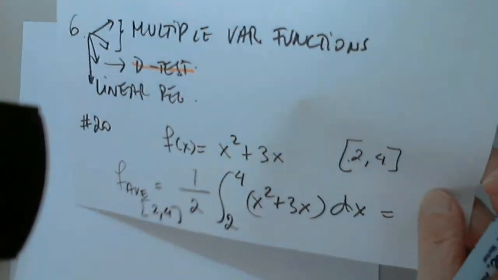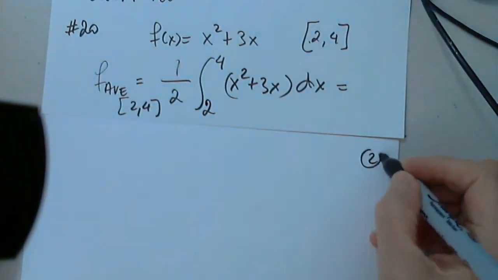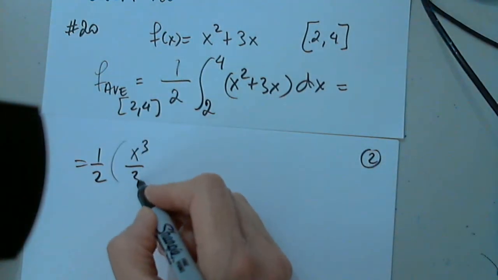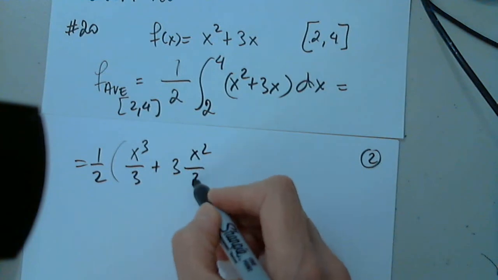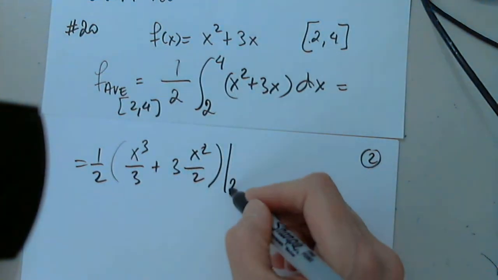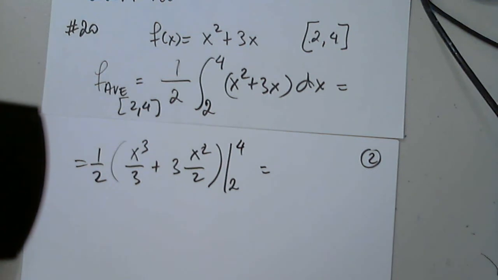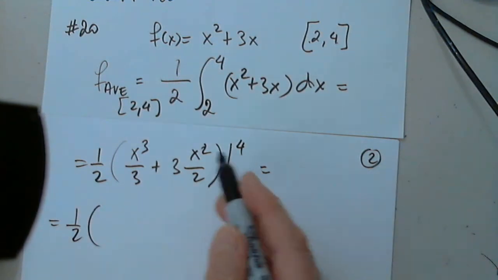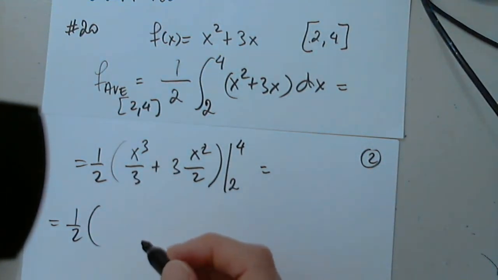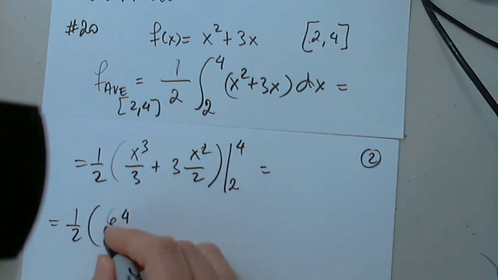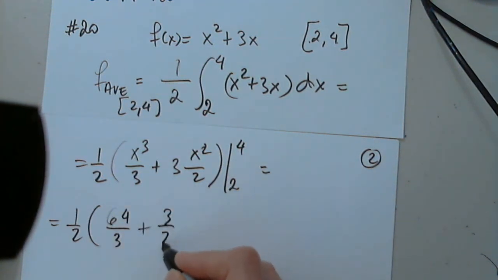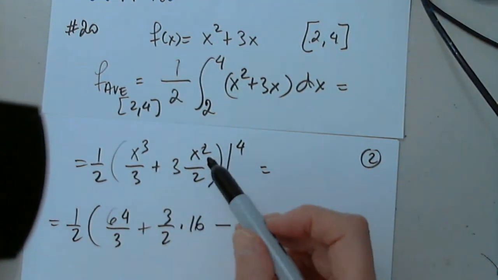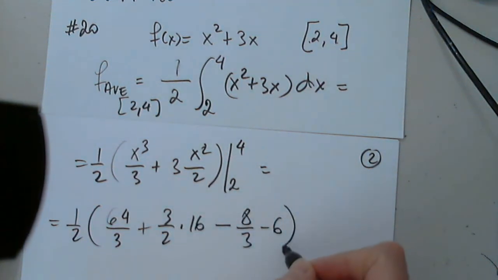So then, next step, we have 1/2 in front, and now the antiderivative, x to the third over 3 plus 3x squared over 2, everything from 2 to 4. So I will plug in 4 and subtract when I plug in 2. So 1/2, 4 to the third power, check my number, 16 times 4, I think it's still 64 today, plus 3/2 times 16, minus, when I plug in 2, 8/3, and minus 4 over 2 is 2, minus 6.